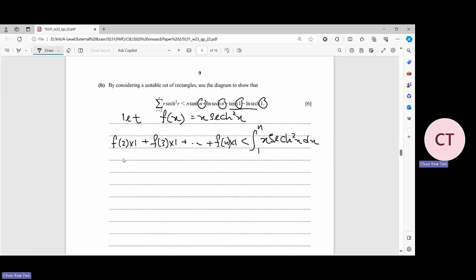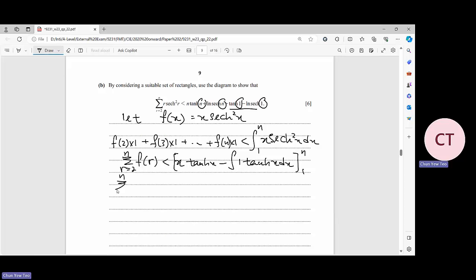Then you can write this one as the sum of r equals 2 of fr less than. Now you can start to do the integrations by part for the right hand side. Integration by parts over here, you can just integrate sec square. You get tan x minus, this one differentiate x, you get a 1. Then this one integrate, you get tan x. The integration value is from 1 until n.